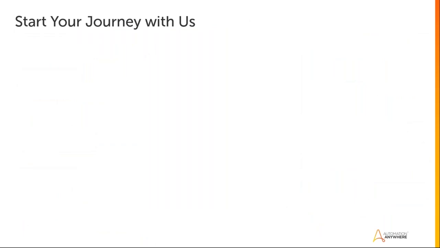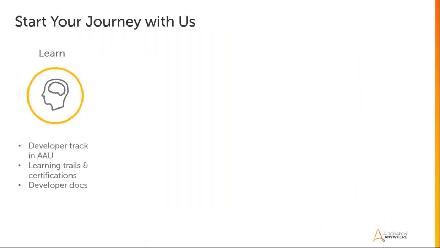So now we have all spoken about the good things. Now let's see, how can you get started with us? We have defined it in four stages. The first one is to learn. We have a dedicated Automation Anywhere University portal where you can log in and then learn how to build bots. There are different learning trails available for different profiles, whether you are a developer, business analyst, solution architect, program manager, or even a support specialist. There are different courses for you which you can take up.